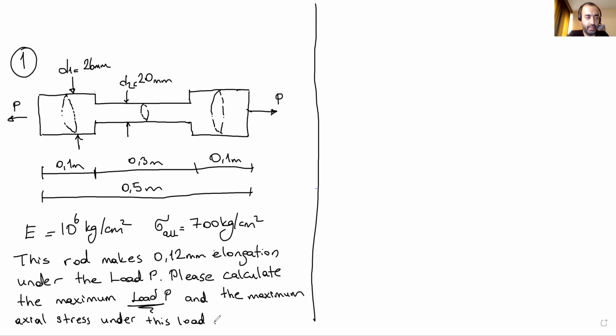Okay, the question is this. Here we have a stick. So, there's a P load, and under this loading, there's an elongation. We know the total elongation, 0.12 millimeter. So calculate the load P which provides this elongation. After that, calculate the maximum axial stress on the member.